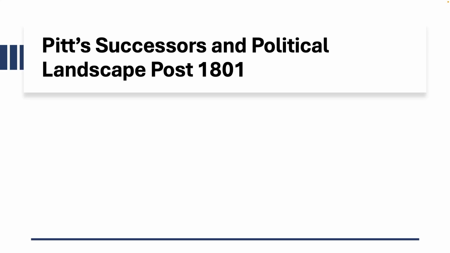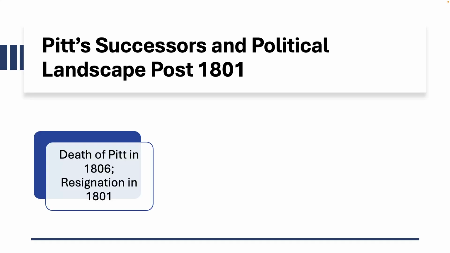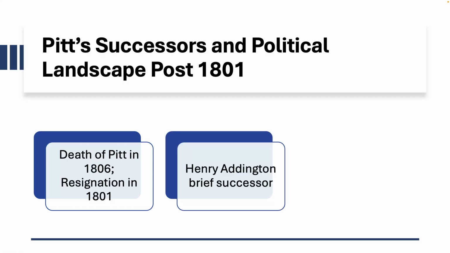So Pitt's death was in 1806, and his reforms would have a lasting impact. After his resignation in 1801 due to health reasons and crisis of government, we see that Henry Addington briefly succeeds him as Prime Minister. Addington, however, struggled to maintain the strong political and economic foundations that Pitt had built, particularly in the face of the Napoleonic Wars. His premiership was marked by political instability and continuing challenges of managing Britain's involvement within European conflicts.